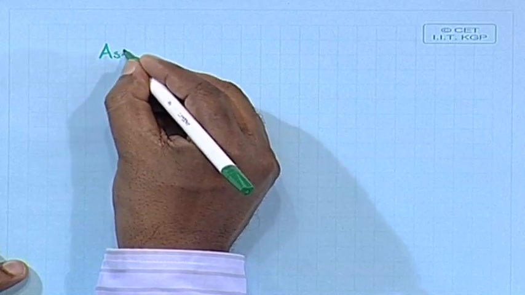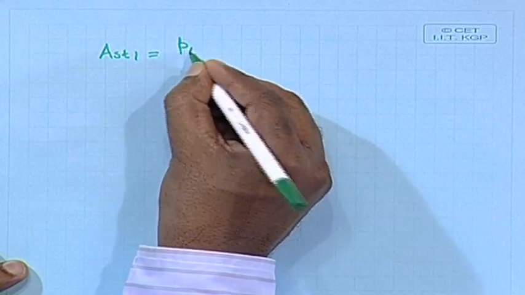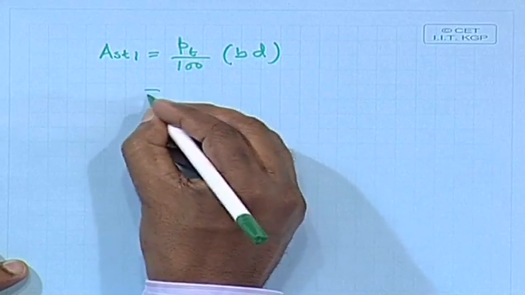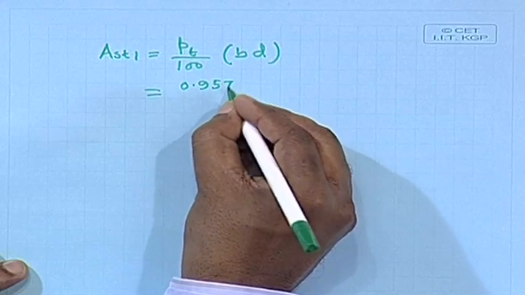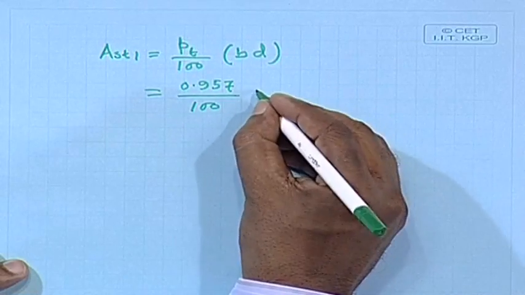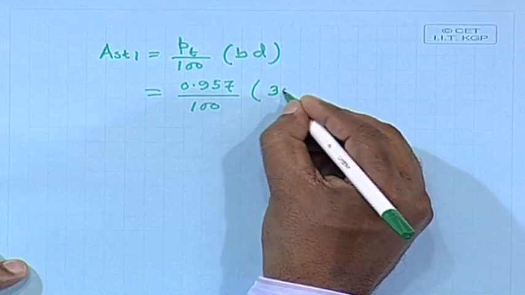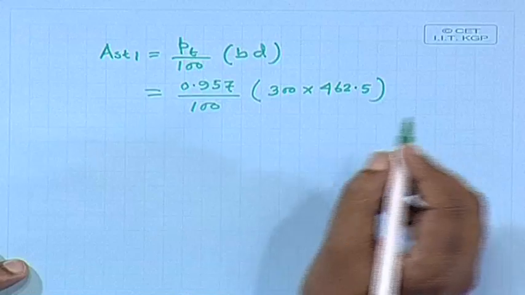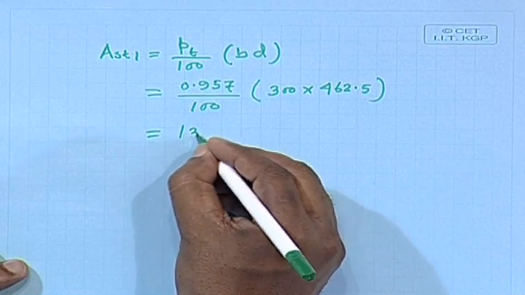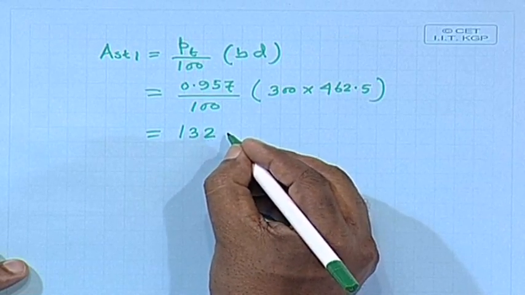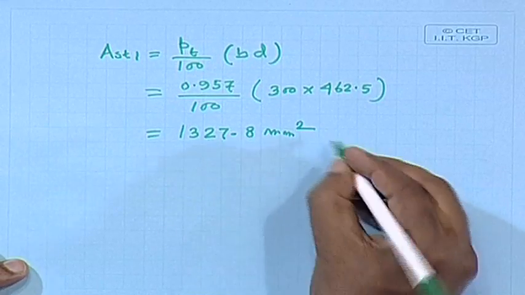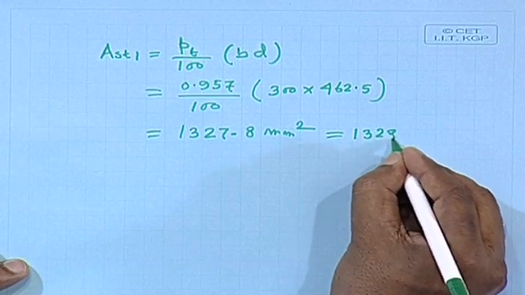We can write down AST1, let us continue. AST1 equal to PT by 100 times bd, 0.957 by 100 times 300 into 462.5, effective depth already we have computed, equal to 1327 millimeter square. Let us say 1328.